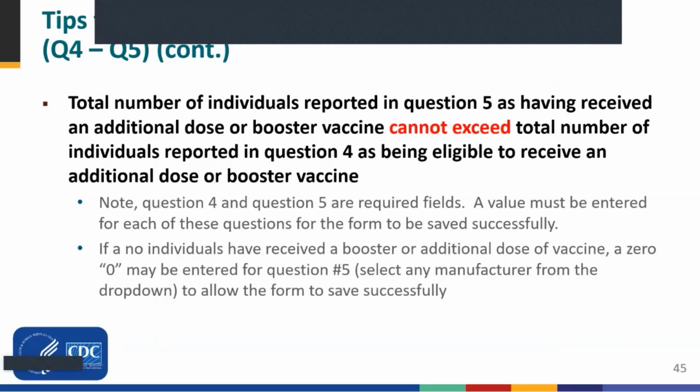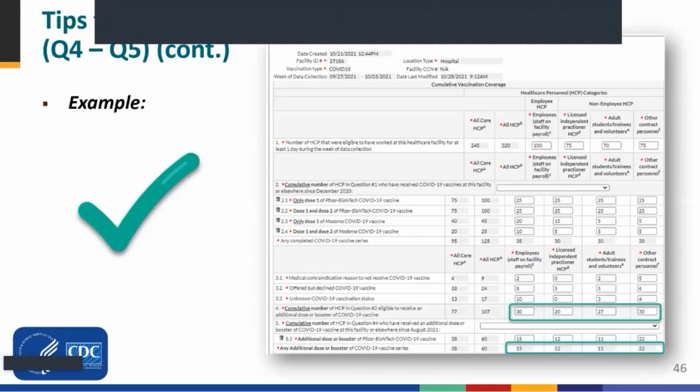Since questions 4 and 5 are required fields, a value must be entered for each of these questions for the form to be saved successfully. If no individuals have received a booster or additional dose of the vaccine, a 0 may be entered for question 5. This will allow you to save the form. In this example, an error is not generated since the numbers entered for question 5 do not exceed the numbers entered in question 4.